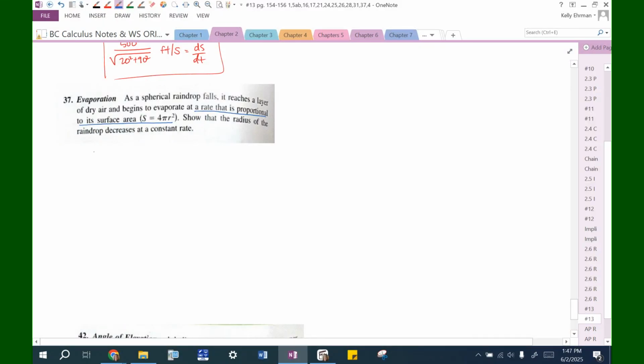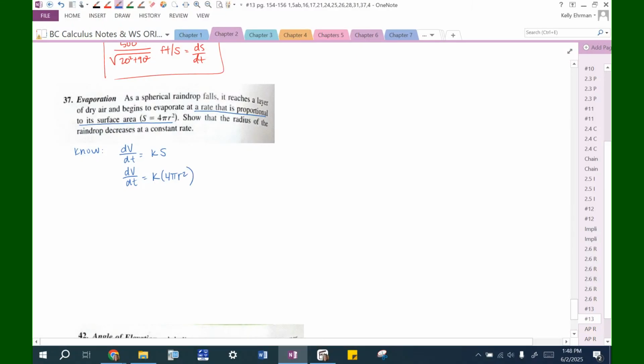All right, so let's start with this. They did give me this. I don't have specific numbers, but I know that dV/dt is proportional to a surface area. That means there's some constant k that I can multiply by the surface area, and that's equal to dV/dt. So in other words, dV/dt is equal to some constant k times 4 pi r squared. I just have to show that that's true.